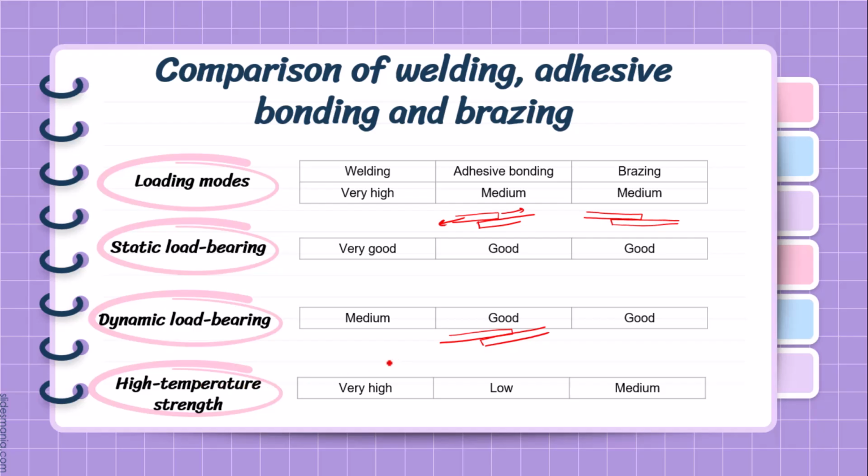For high temperature applications, the welded joints show better performance than adhesive bonding and brazing, because adhesive bonding is based on adhesives that are based on polymers, and they cannot perform at high temperatures. They lose their properties. And also for braze joints, the maximum temperature that we can use is below the melting temperature of the filler materials that we applied, which is lower than the base materials. That is why the application of the braze joints in comparison to welded joints is lower.